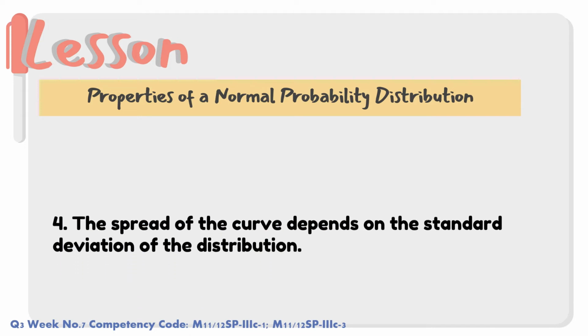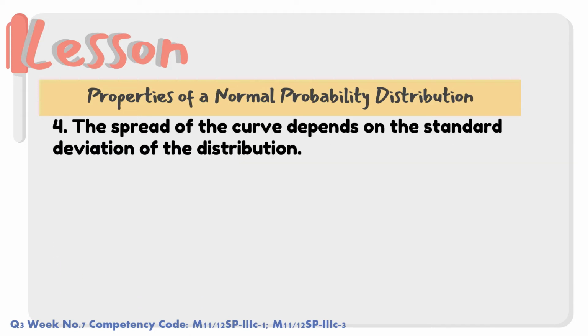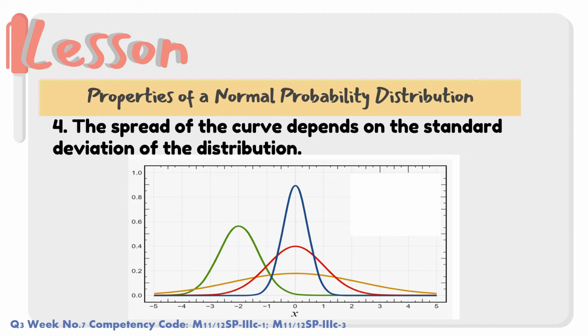Number 4. The spread of the curve depends on the standard deviation of the distribution. If a variable has a higher standard deviation, that is, if a wider spread of values is possible, then the curve will be broader and shorter. However, if the standard deviation is small, where most values occur very close to the mean, the curve will be narrow and tall in the middle. The yellow curve has the largest standard deviation, while the blue curve has the smallest. The mean of these three curves is 0, while the mean of this green curve is -2.